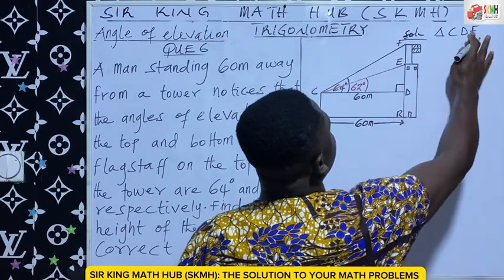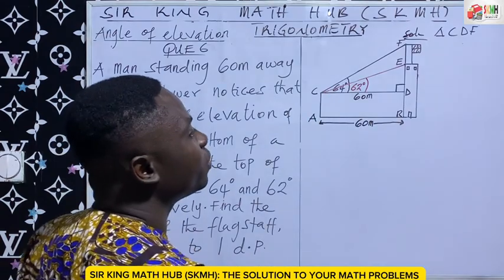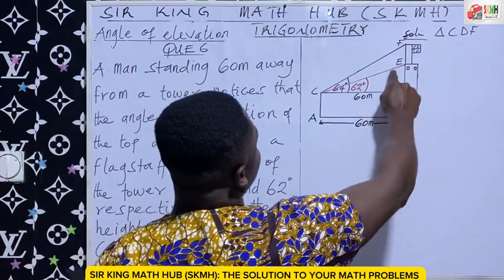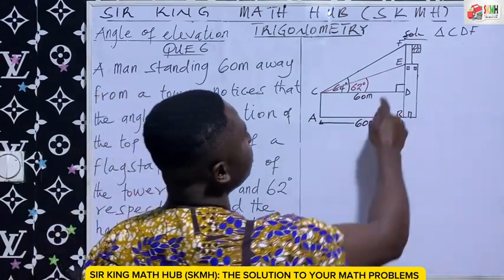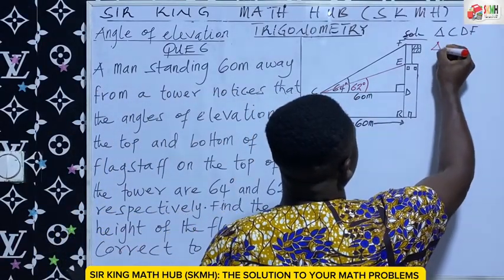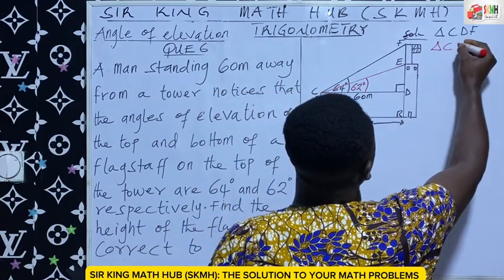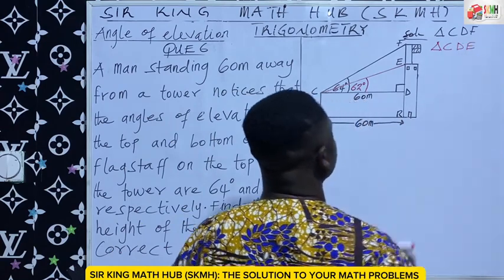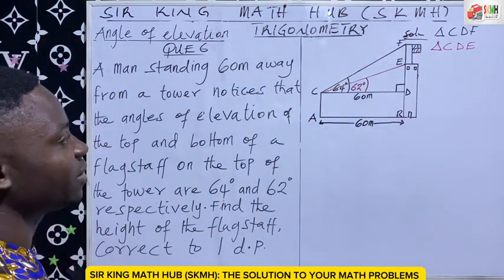So that is the bigger right angle triangle. And you could also see the second right angle triangle drawn in the red ink. So I'm labeling this right angle triangle as triangle CDE. So that is what we have done.